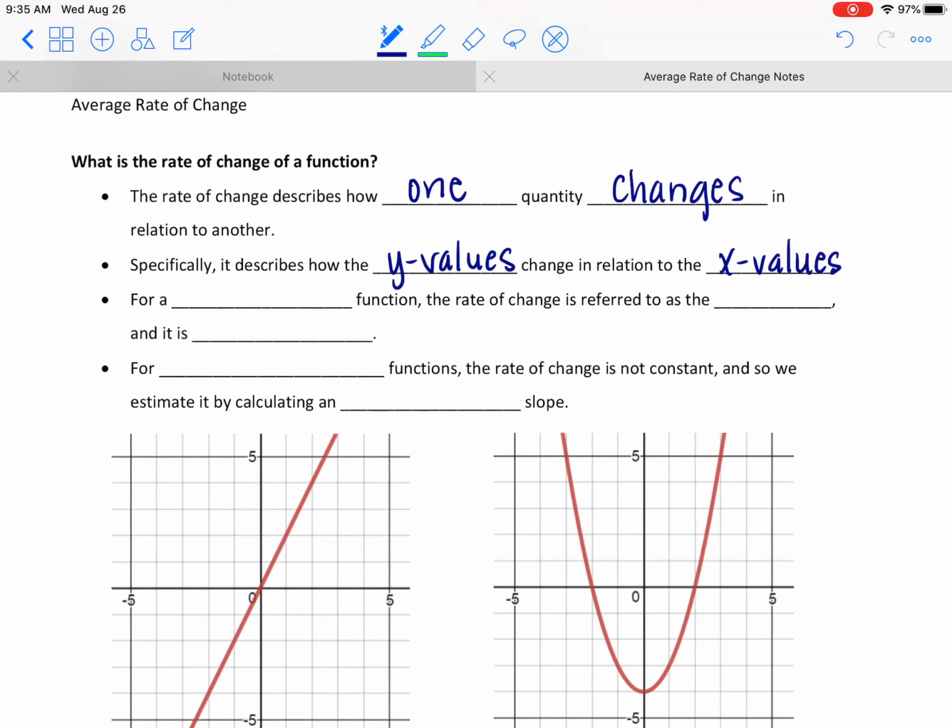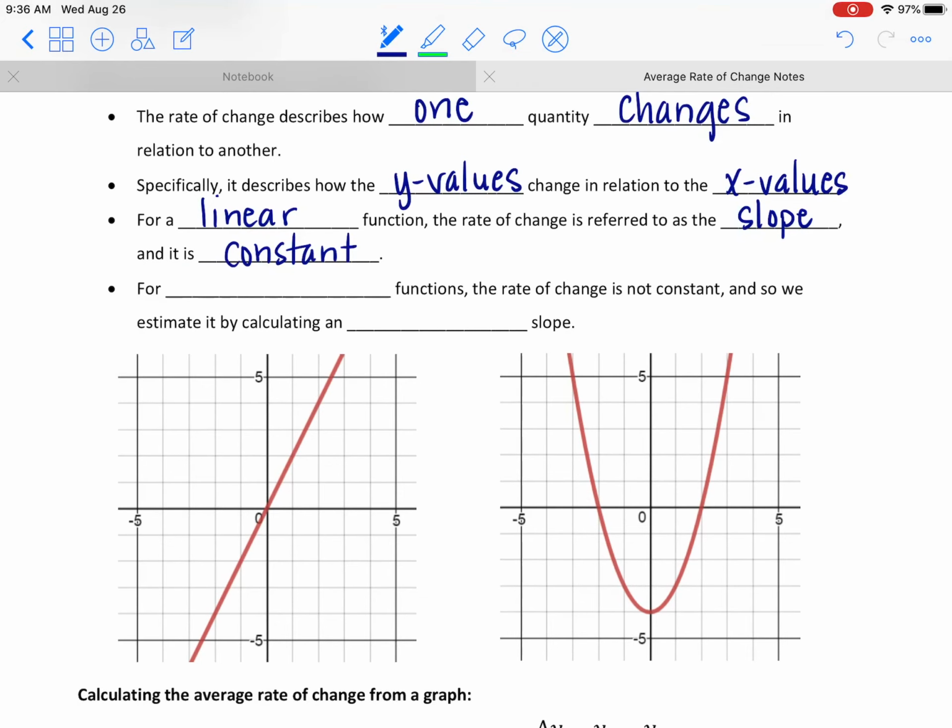Okay, for a linear function, again, this is where we probably have seen this before. For a linear function, the rate of change is just called slope. And we could still call it slope for what we're looking at here, the nonlinear functions. But what's special about the linear functions is that the slope, or that rate of change from one point to any other point on the graph, is going to be constant. The slope is constant. That means it changes at the same rate. The y values change in relation to the x values at the same rate from any one point to any other point. Okay, so let me just show you an example.